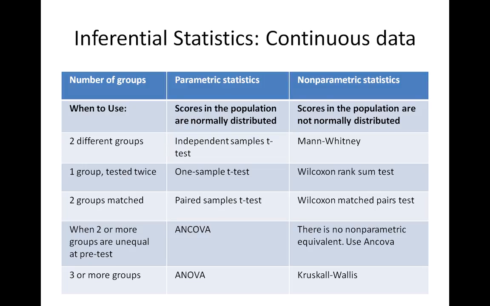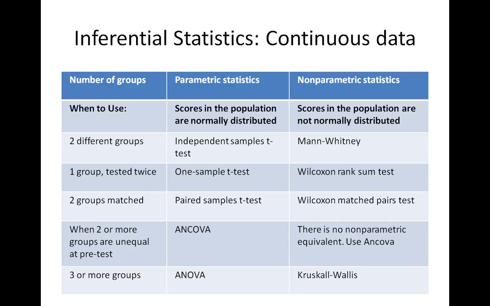If you have one group where you tested them twice, so for example you're doing a single subject design with 5 to 10 kids and you want to use statistics, you may not be using statistics with them. You may only be graphically demonstrating their pre to post test. But if you wanted to show gain from pre to post, a one sample t-test is what you would use for parametric statistics.